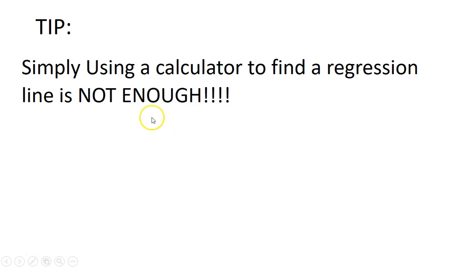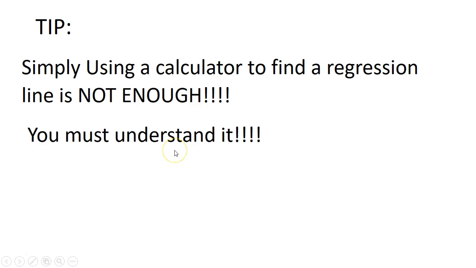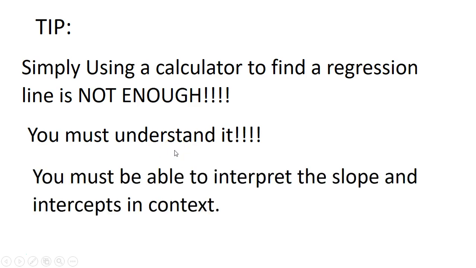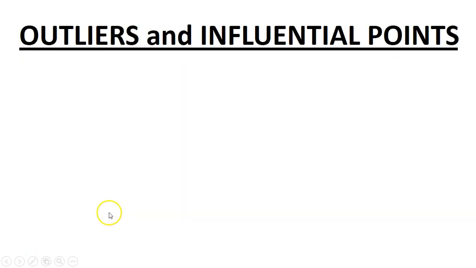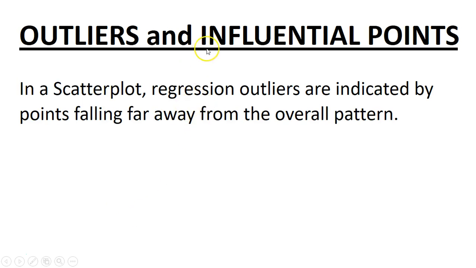So your tip: simply using a calculator to find a regression line is not enough. You must understand where the stuff is coming from as well as the table. You must be able to interpret the slope and intercepts in the context of the problem as well. So, outliers and influential points as well.